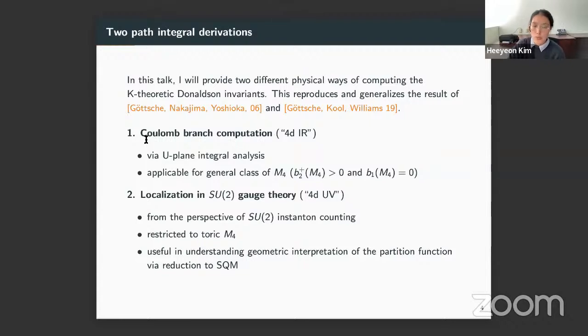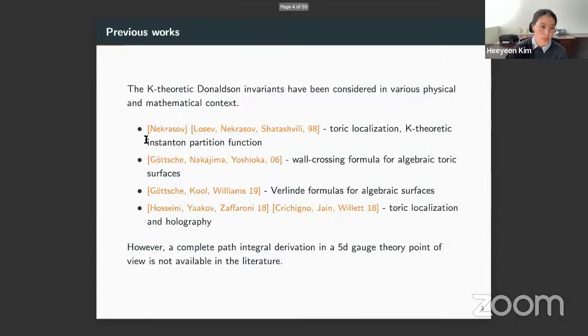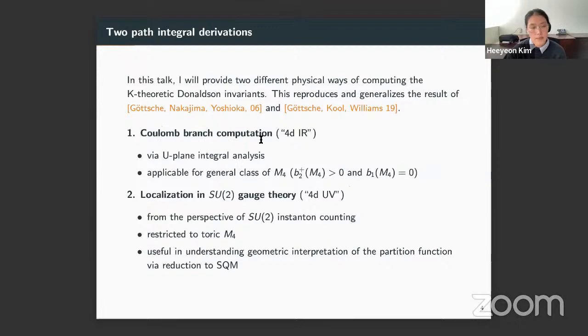In this talk, I'm going to provide two different physical ways of computing these observables with an aim to reproduce and generalize the result of these two papers here.